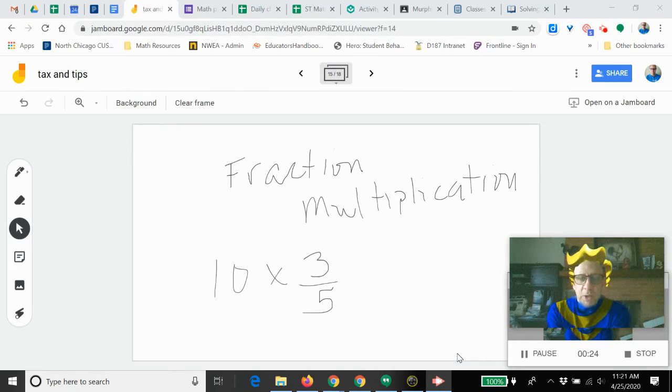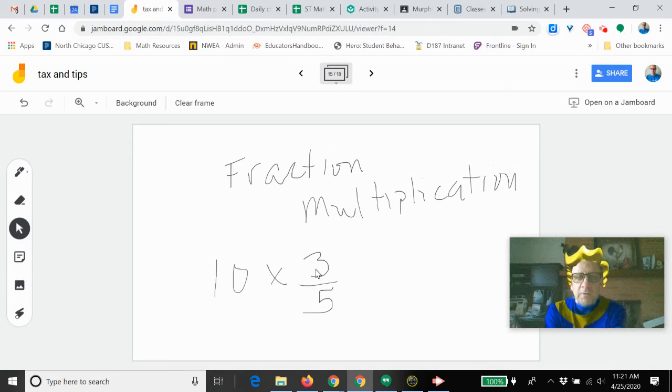So fraction multiplication, and we talked about this in the first video, I think. If you're multiplying by fractions, you are multiplying the whole number times the numerator and then dividing by the denominator. But why does that work? It's understanding why it works instead of memorizing how to do it that helps you learn math better.